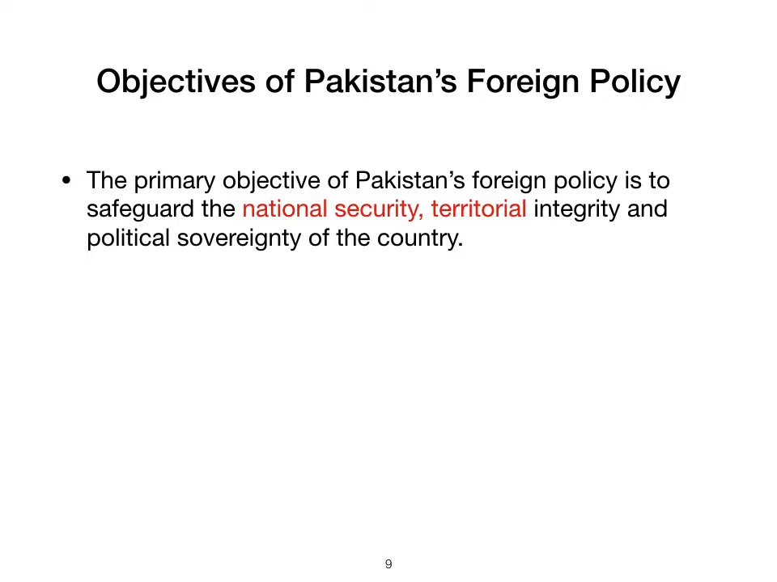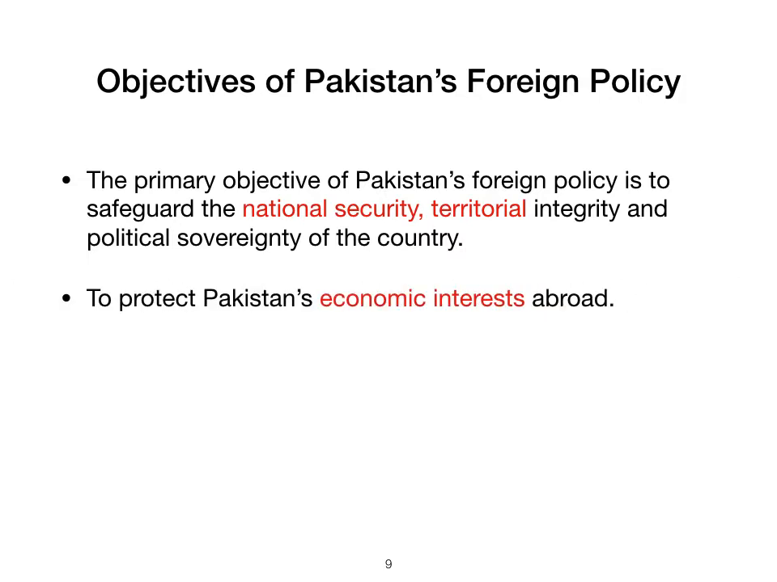The Indian threat was there, and some other hostile threats were there. So from the beginning, we have been involved in the national security and territorial integrity debate. That's why Pakistan would always safeguard the political sovereignty of the country as well. This is important because right from its inception, there were issues, wars were fought, and there was territorial threat. That's why national security, territorial integrity, and political sovereignty remain at the heart of Pakistan's foreign policy.